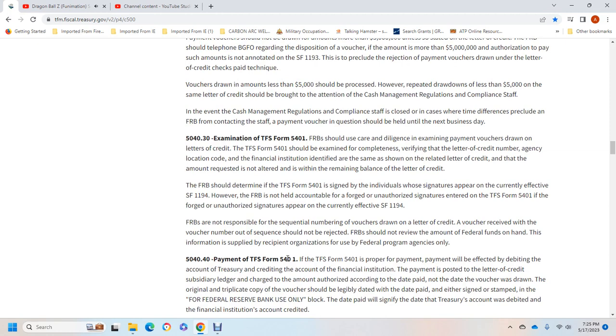50-40-30, examination of the 5401. The Federal Reserve Bank should diligently examine the payment vouchers drawn on the letter of credit. Form 5401 should be examined to verify the letter of credit, the agency, the location code, and the financial institution, identifying that they are the same as shown on the related letter of credit, that the amount requested is not altered, and that it is within the remaining balance of the letter of credit.